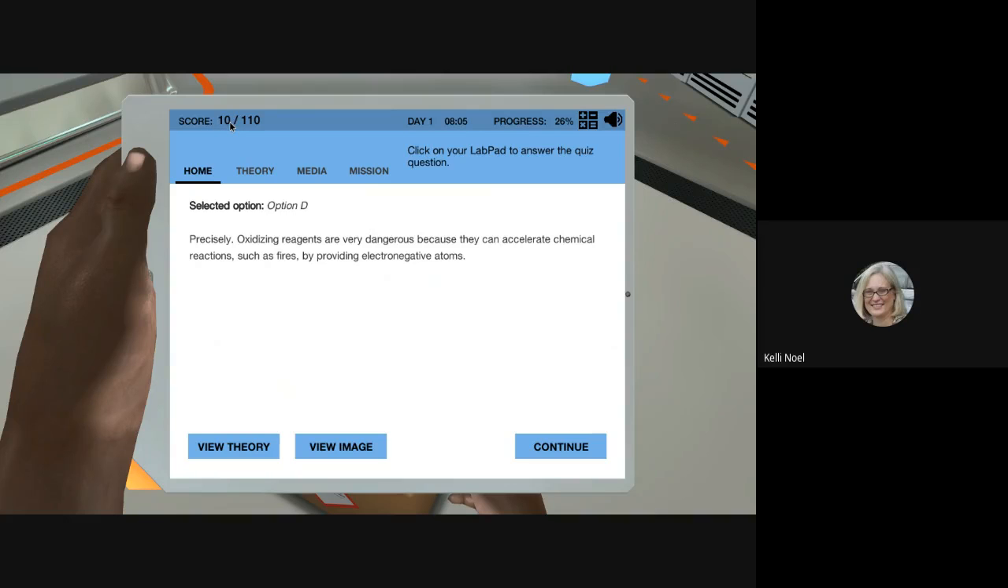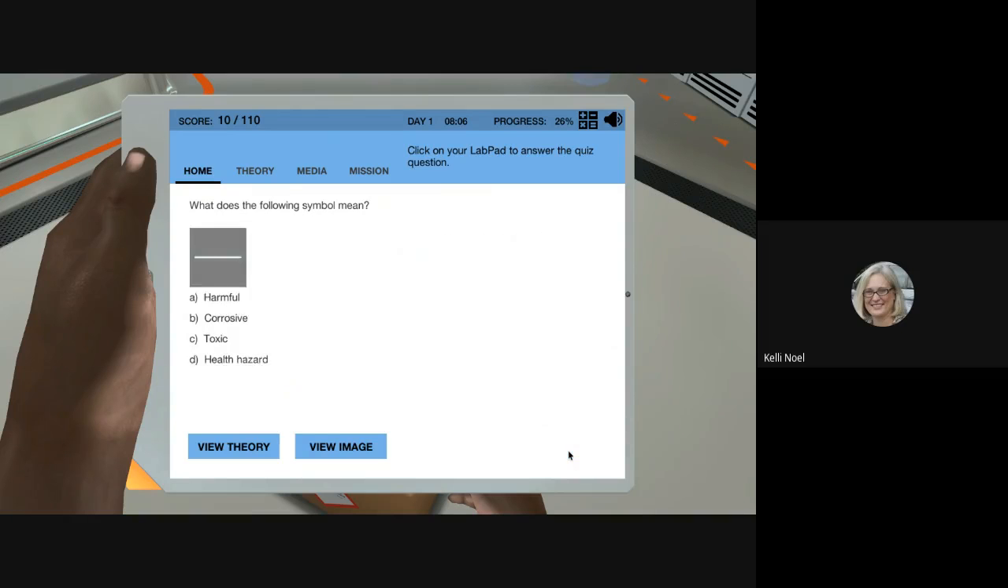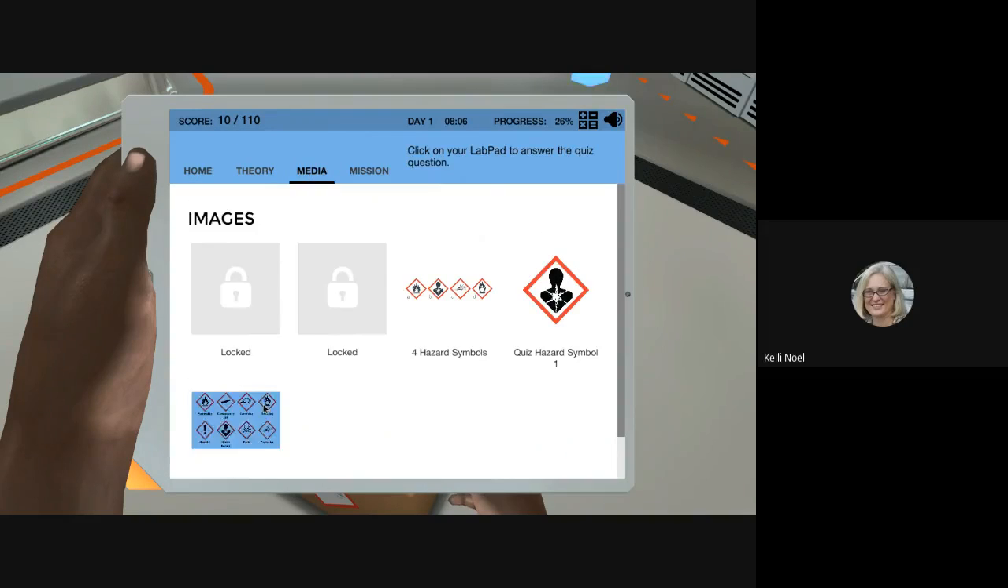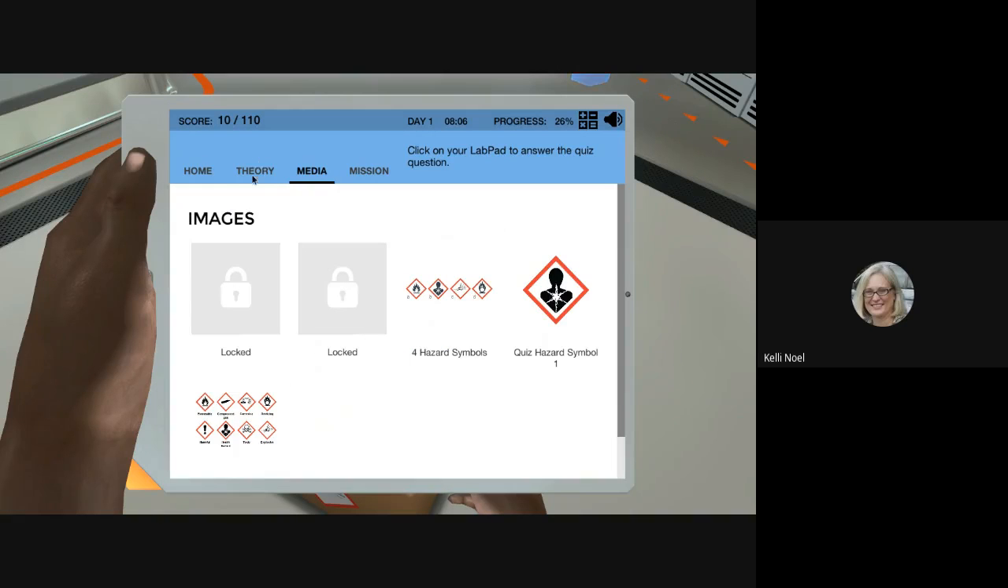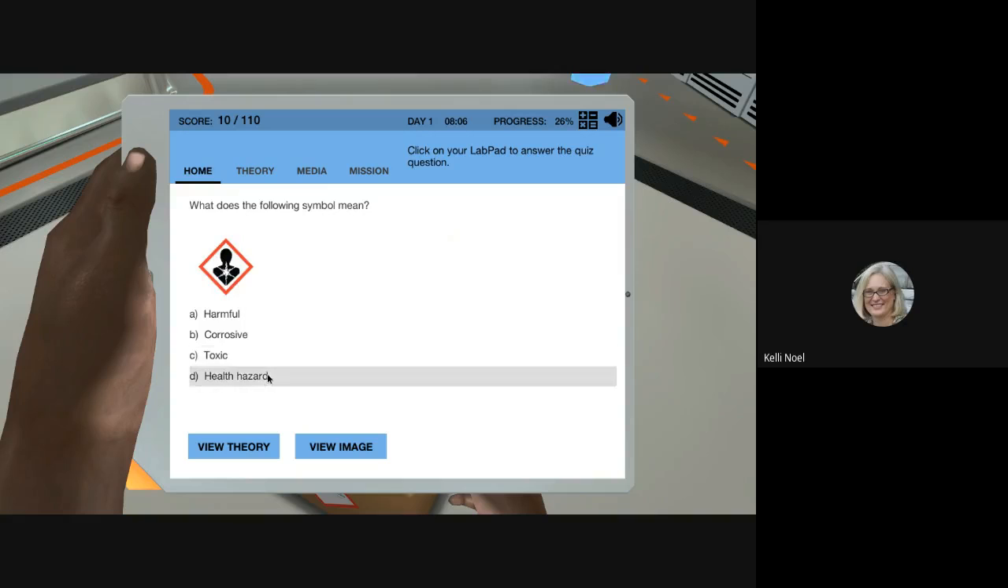And so you get 10 points if you get it right the first time. You get three chances to get the question right, and it deducts points as you go. And so if you had access to it and doing this, this would be what your final score would be up here when we're finished. So click continue. What does the following symbol mean? And if you don't remember, go here, click on the image, health hazard. So there should be no reason you wouldn't get all of these.